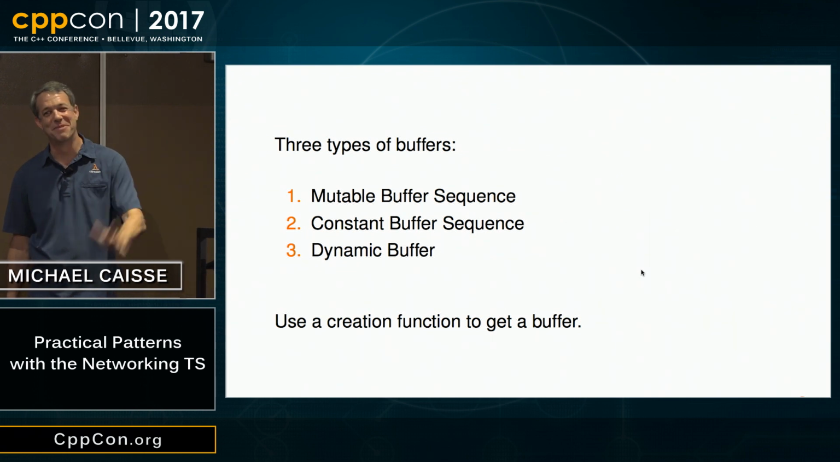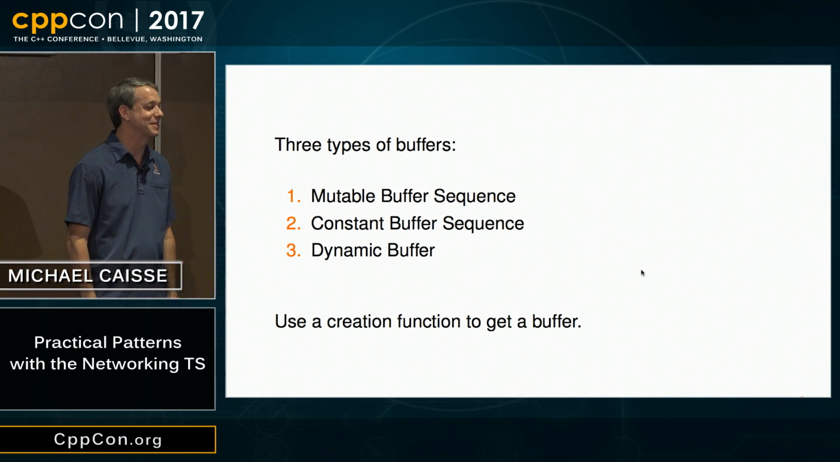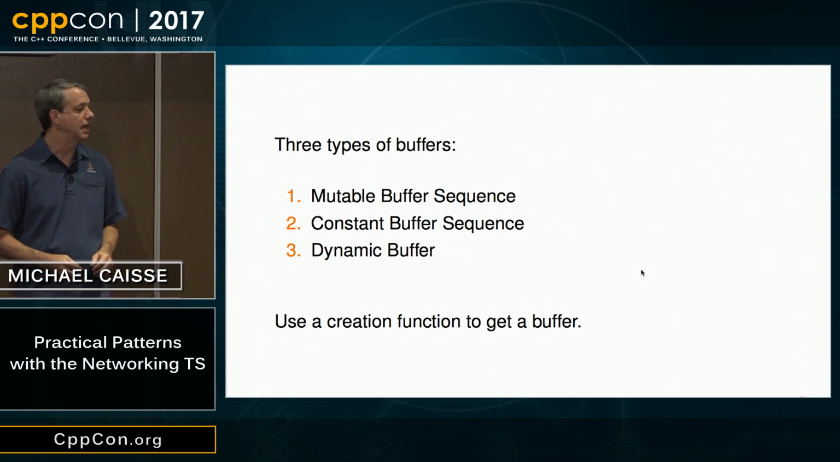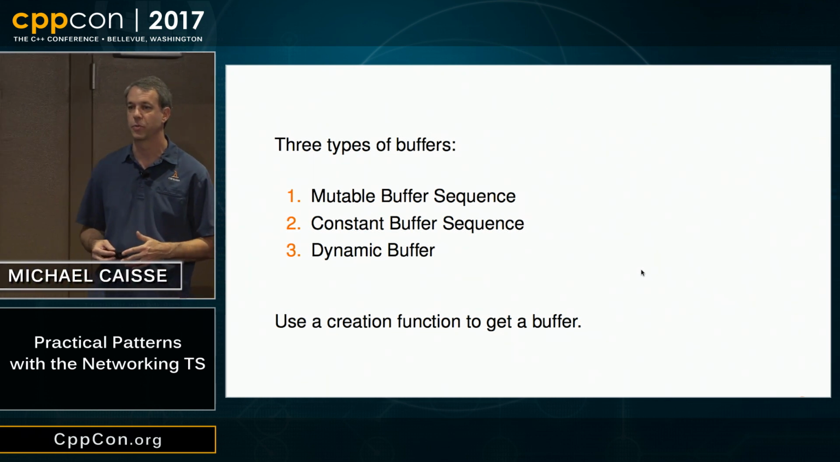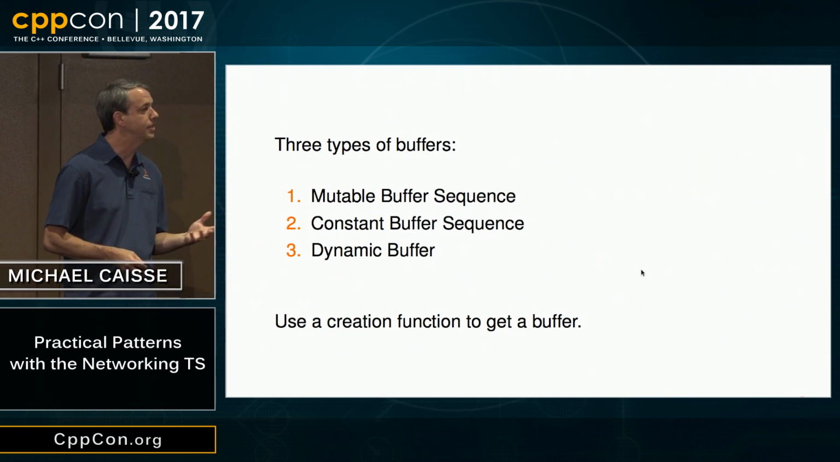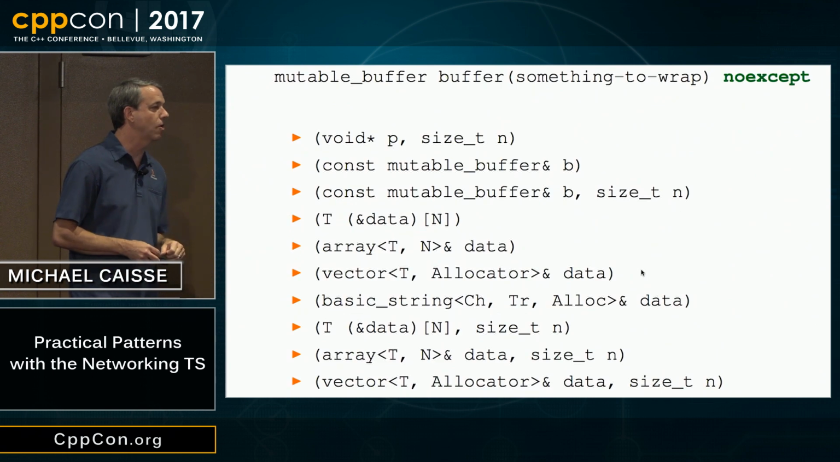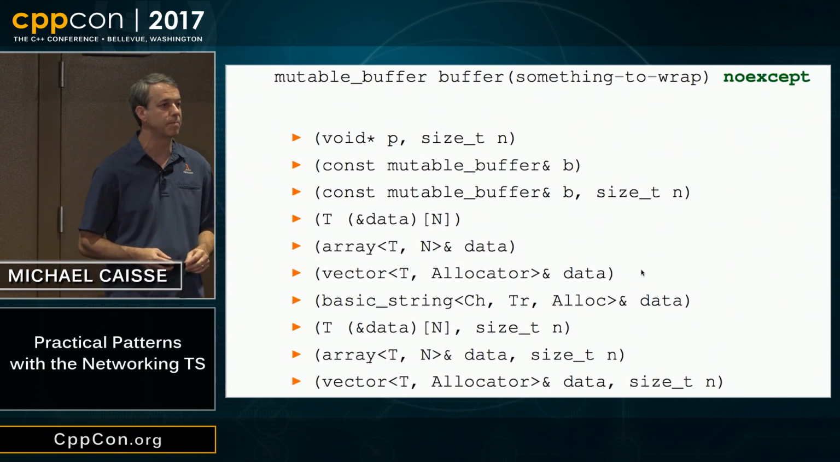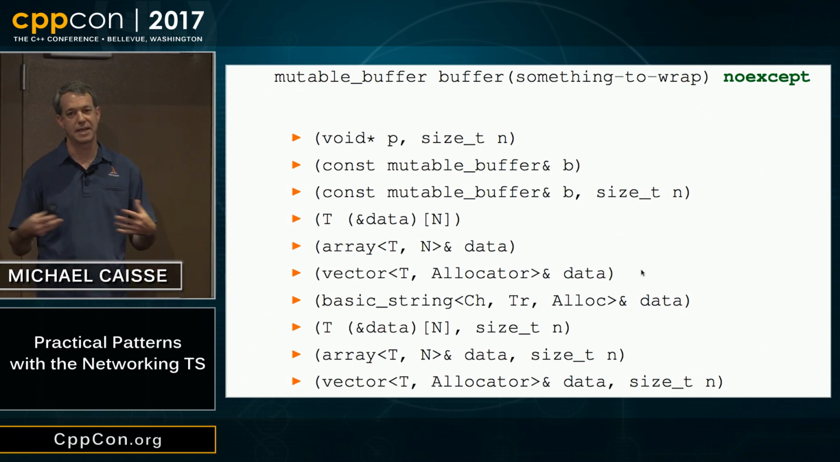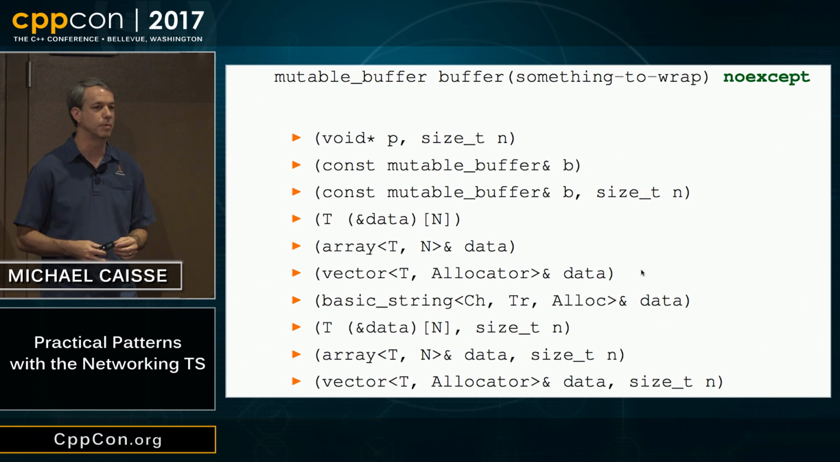All right, so what kind of buffers do we have? There are three types of buffers in the system. There's a mutable buffer, constant buffers, and then dynamic buffers. To create a buffer, you're going to use one of those proxies or factories to get one out. And there are a whole variety of them. So in order to get a mutable buffer, the signature looks like the thing at the top where you call buffer, you pass it something, and out of that you get a mutable buffer. What kinds of things can you pass? Everything from a void star with a size to your container types and whatnot.